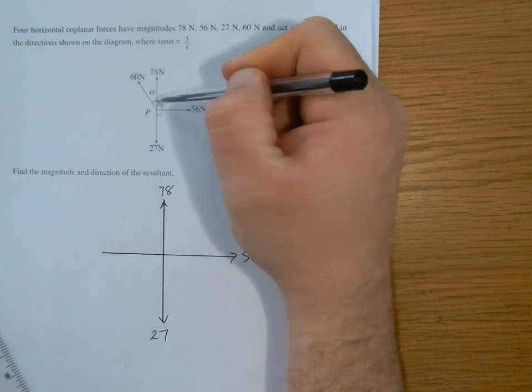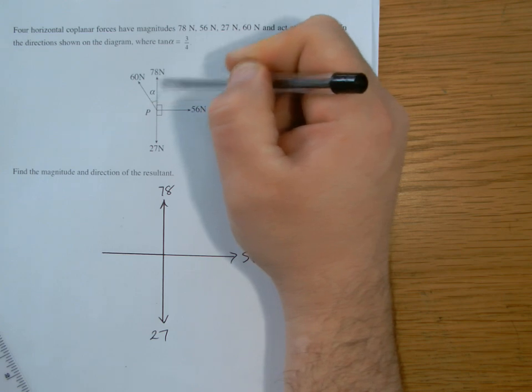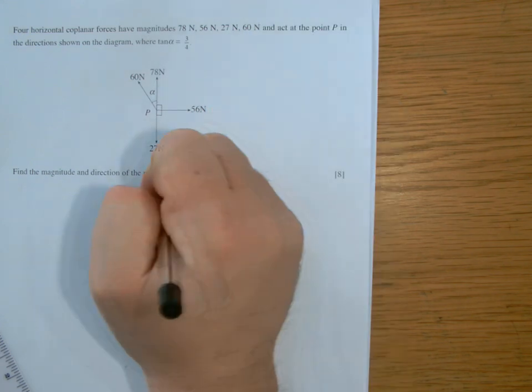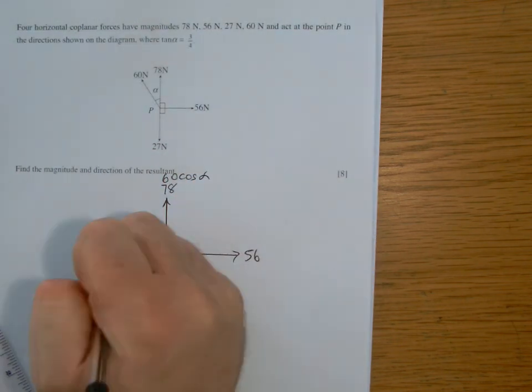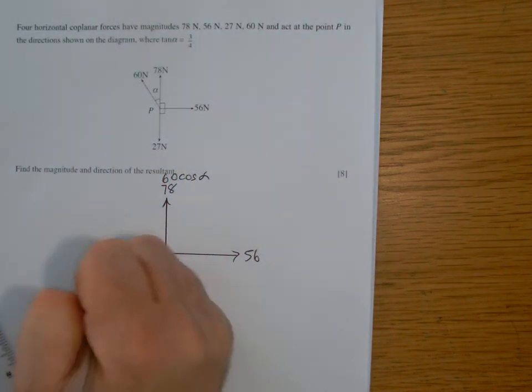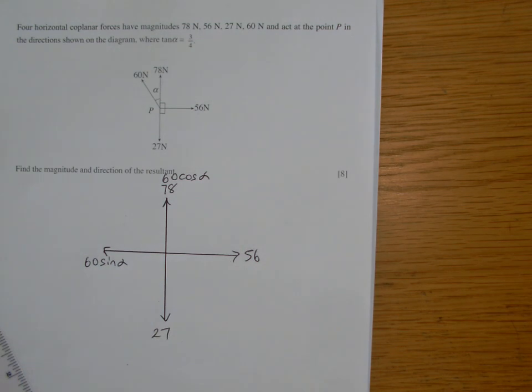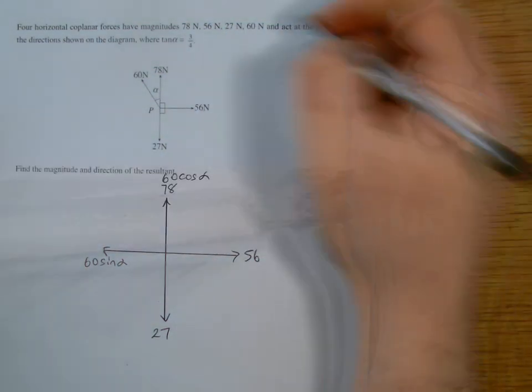What you need to appreciate this time as well is that the angle alpha here is contained with the y direction. So it's going to be 60 cos alpha on the y-axis there, and then of course the opposite will be 60 sine alpha in the x direction. Now we've got to somehow work out what cos alpha and sine alpha are, because we don't know what they are. However, they tell us that tan alpha is 3/4.